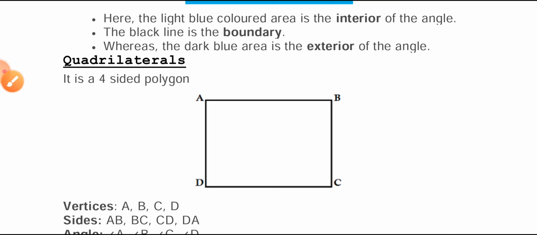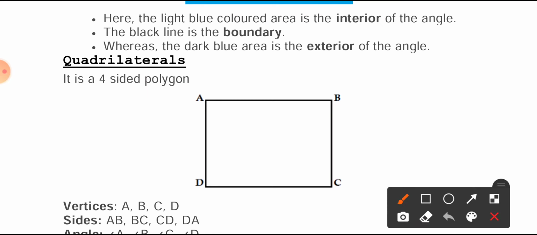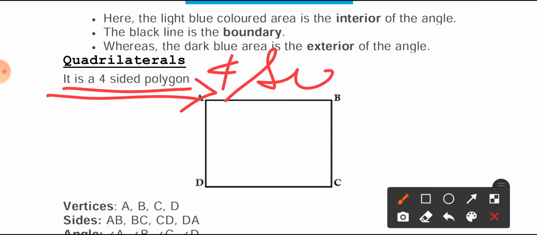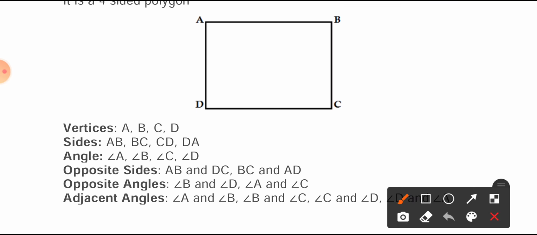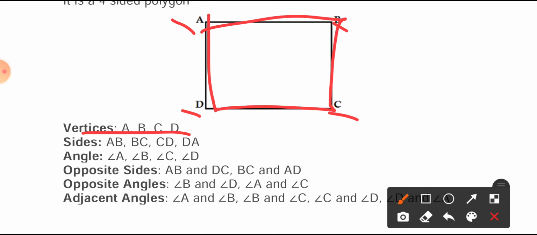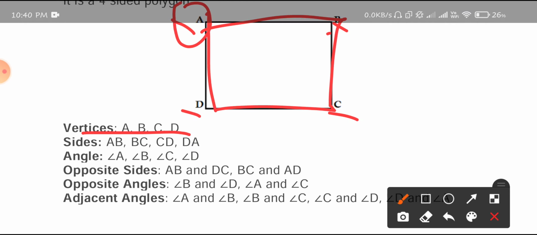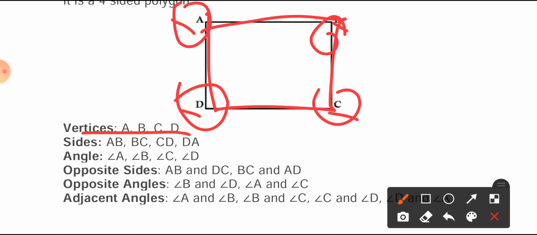Then quadrilateral. Quadrilateral means it is a 4-sided polygon. The shape which has how many sides? 4 sides, and that type of shape is known as a quadrilateral. So a quadrilateral has how many sides? 4 sides, 4 vertices. So see, vertices means corners, A, B, C and D. Then sides: AB, BC, CD, DA. There are 4 sides. And how many angles are there? 4 angles. Angle A, angle B, angle C, angle D.